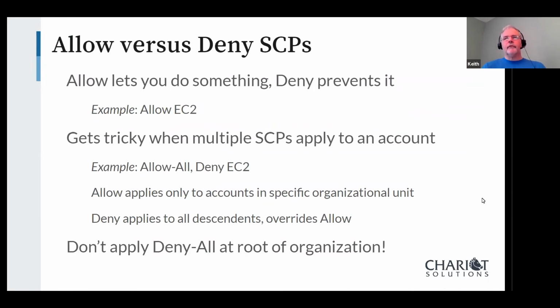There are two types of service control policies, allow versus deny. And it seems pretty straightforward, right? Allow lets you do something, deny prevents it. It's how these interact. So an example service control policy might be one that allows all EC2 actions. And if that was the only service control policy that you put on a child account, well, first of all, you couldn't log into the child account, but let's say you also add in login permissions. You could start up an EC2 instance, shut it down, but you couldn't start up an RDS instance because it's not explicitly allowed.